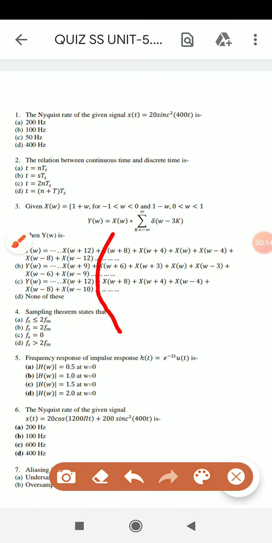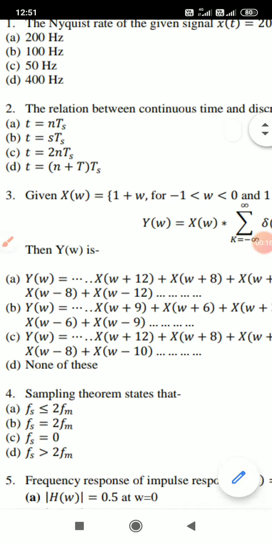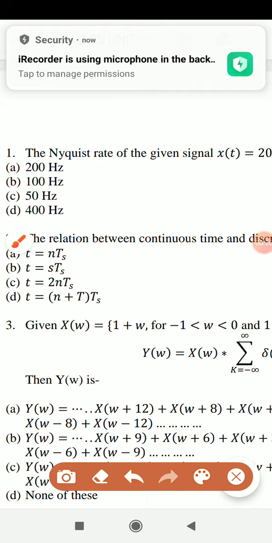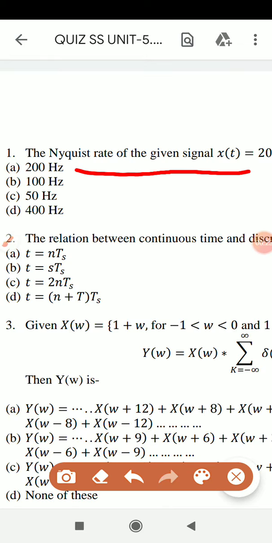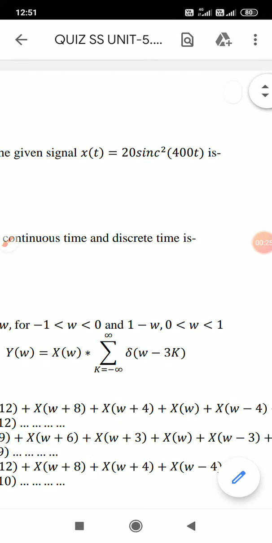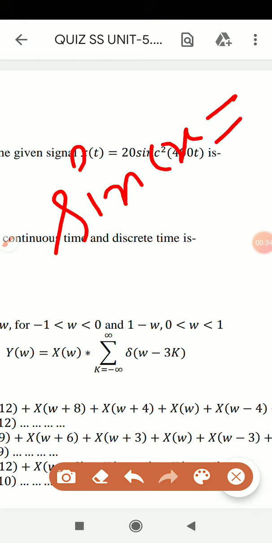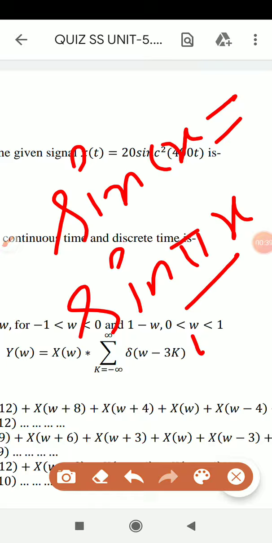In this lecture we will see the answers, the solution of quiz 2. The first question is the Nyquist rate of the given signal, x(t) is equal to 20 sin square 400t. So we know what the sinc function is: sinc(x) is equal to sin(pi x) upon pi x. Okay, this is the sinc function.